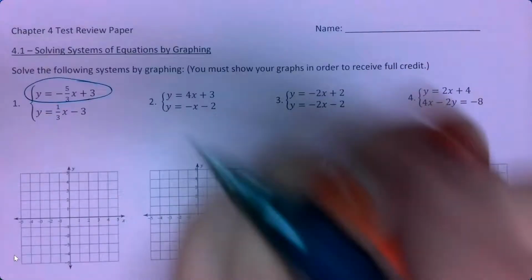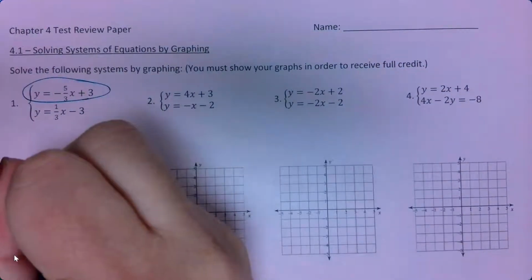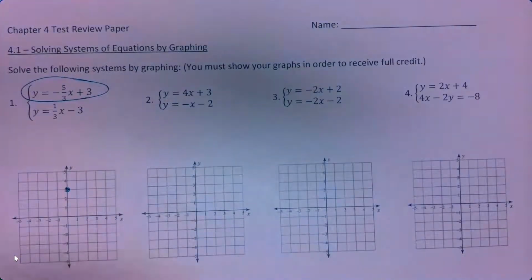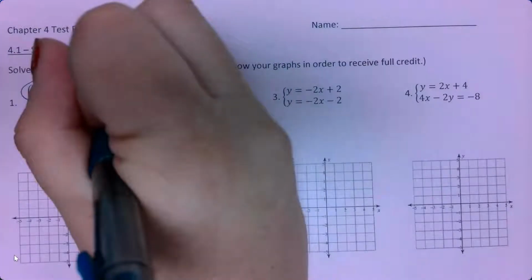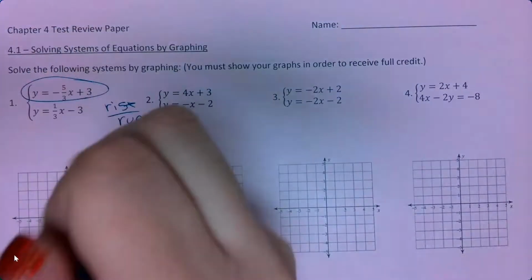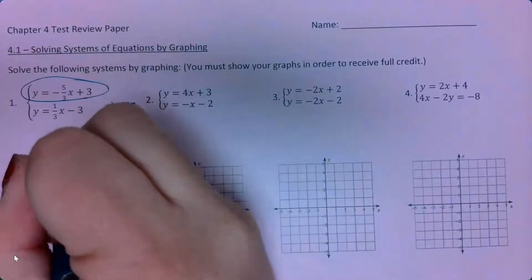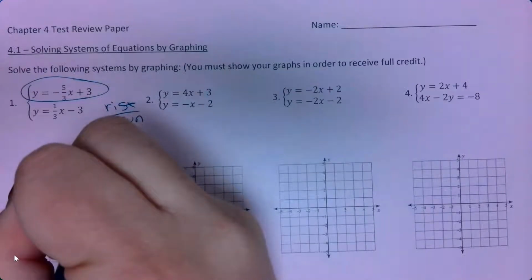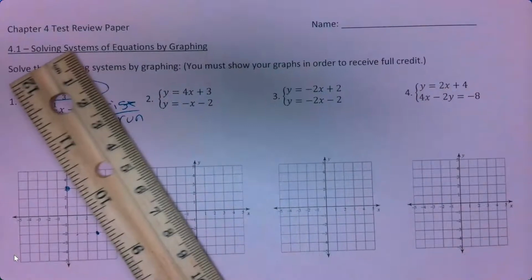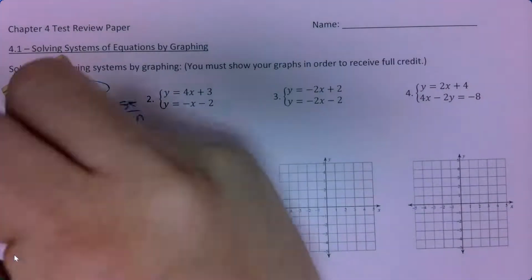So I'm going to graph my first line in blue. I'm going to go up 3 because of the number at the end. Then this negative 5/3, remember my slope is rise over run. So I'm going to go down 5, right 3, and put my second dot. Then I want to go ahead and connect my dots.